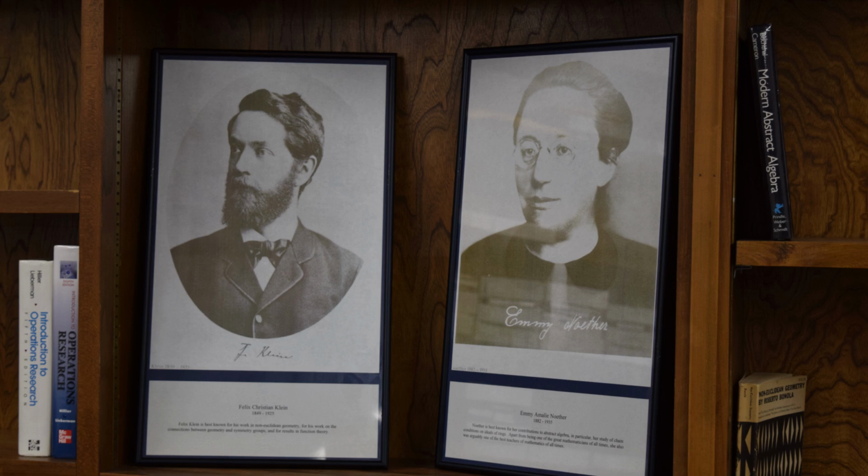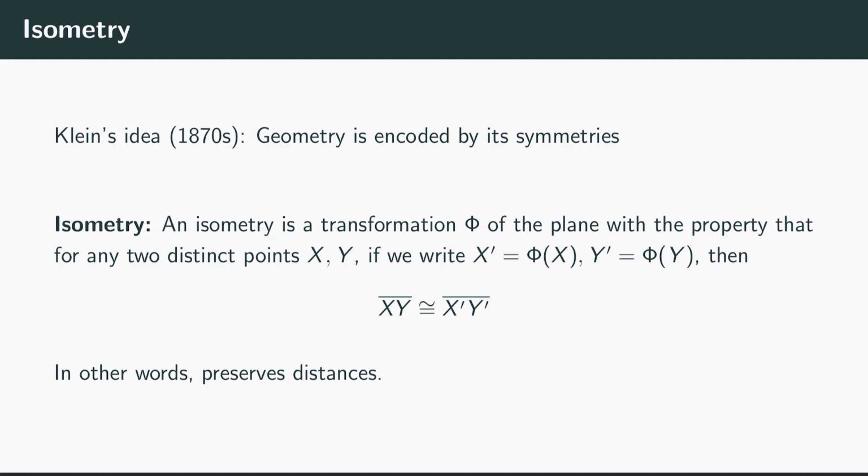So this brings us back to that photo that I started the video with. Klein's idea from the 1870s is that geometry is encoded by its symmetries. So if we understand the symmetries of a geometric object, we understand the object in some sense. So we want to make sense out of what is a symmetry that's meaningful for a geometric construction. An important class of transformations we're going to look at are these so-called isometries.